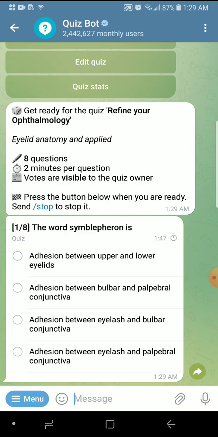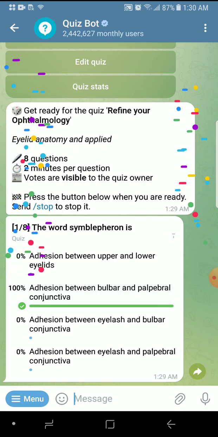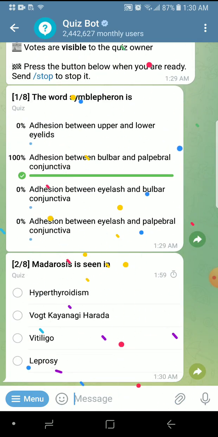Now, this is adhesion between the two conjunctivae, that is bulbar and palpebral conjunctiva, and can be seen in severe dry eye conditions like keratoconjunctivitis sicca, chemical injuries, Stevens-Johnson syndrome, pemphigoid. Ankyloblepharon is adhesion between the upper and the lower eyelid. Now, madarosis, one-liner, is loss of eyelashes, can be seen in hypothyroidism.